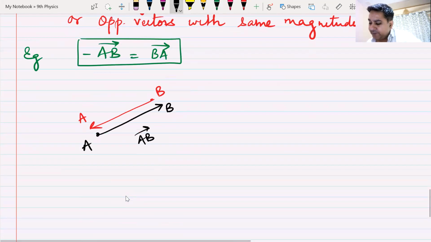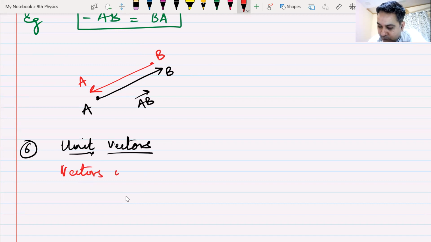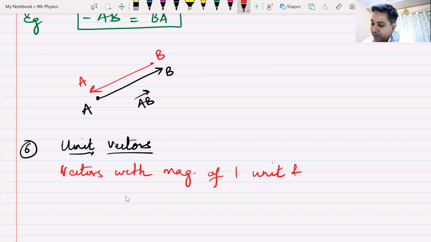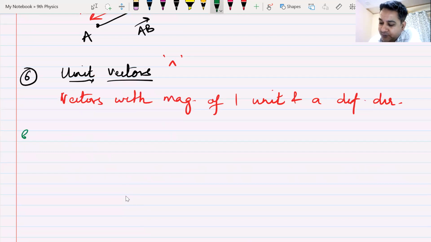How many have we done? 5. 6. Unit vectors. Now what would be unit vectors? Vectors with magnitude of 1 unit and a definite direction. These unit vectors are denoted by the letter hat. For example, an example will make you understand things.